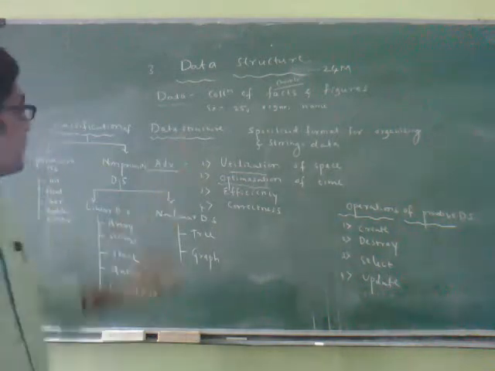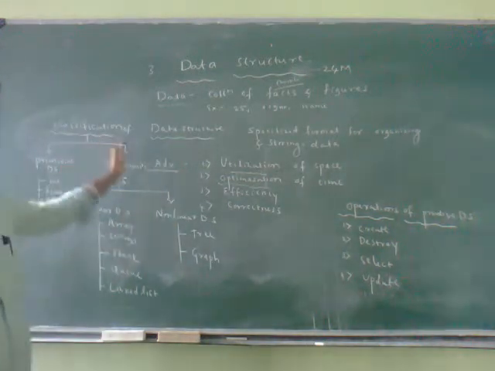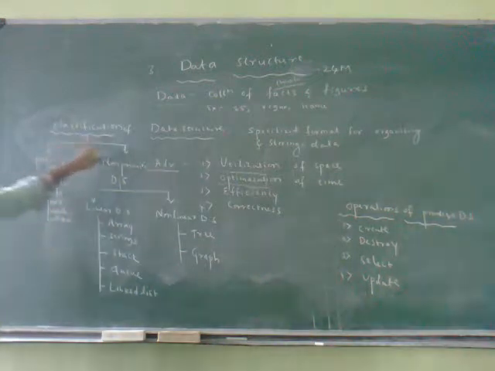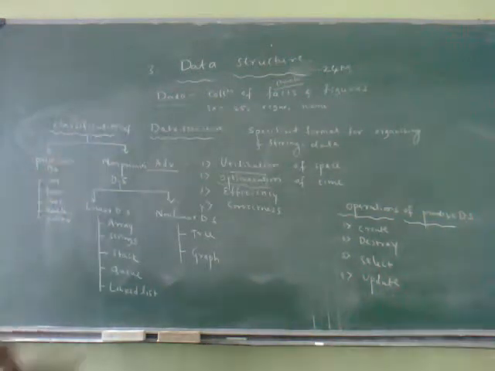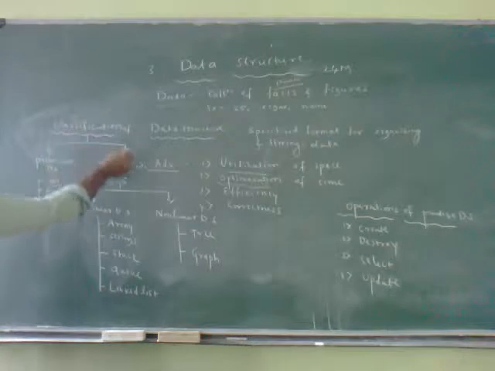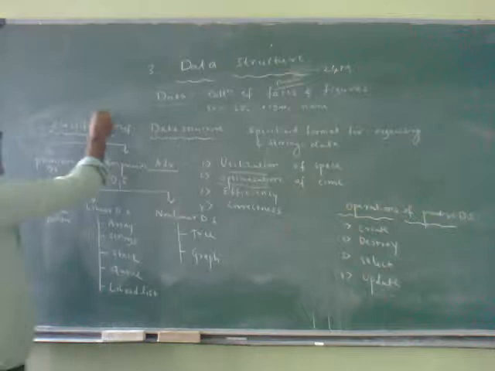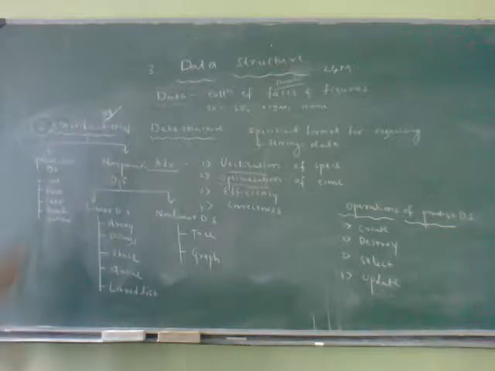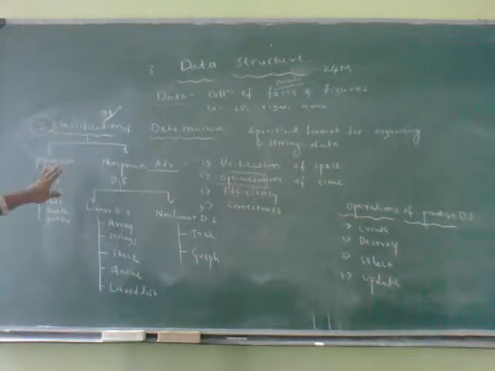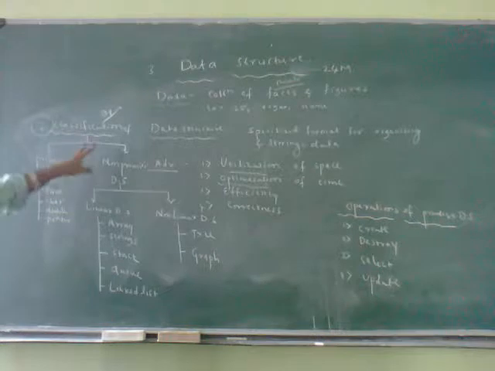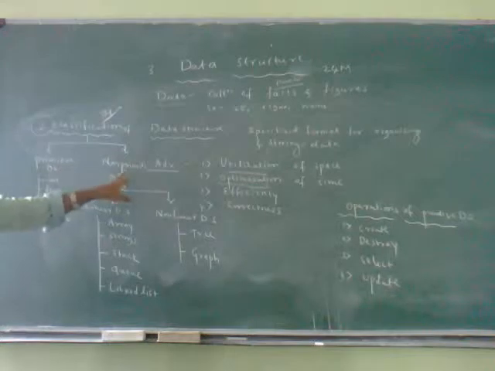The next one is the classification of data structure. What is the classification of data structure? There are two types of data structure we have. This is also asked for 3 marks. Explain the classification of a data structure. There are two types: the first one is primitive data structure, the second one is non-primitive data structure.